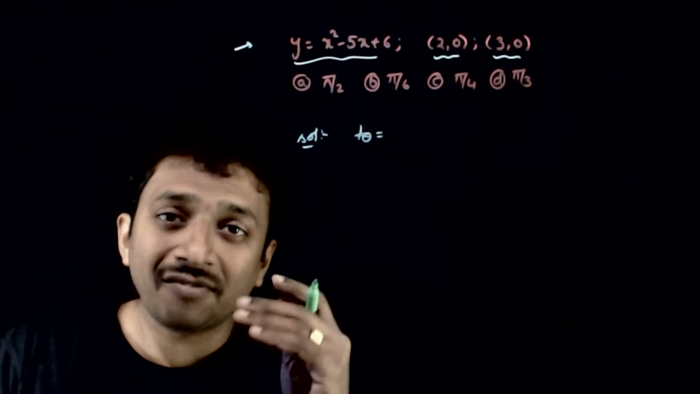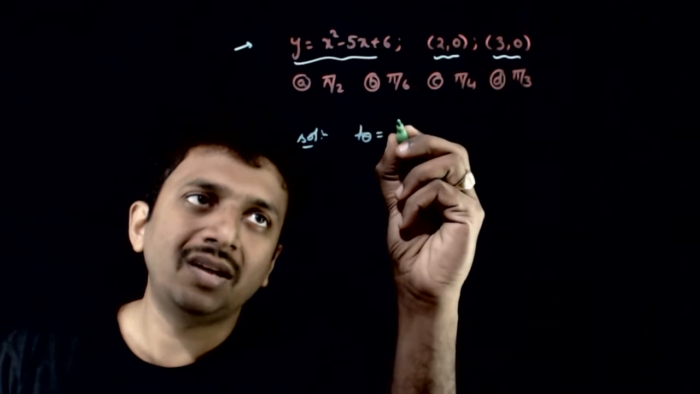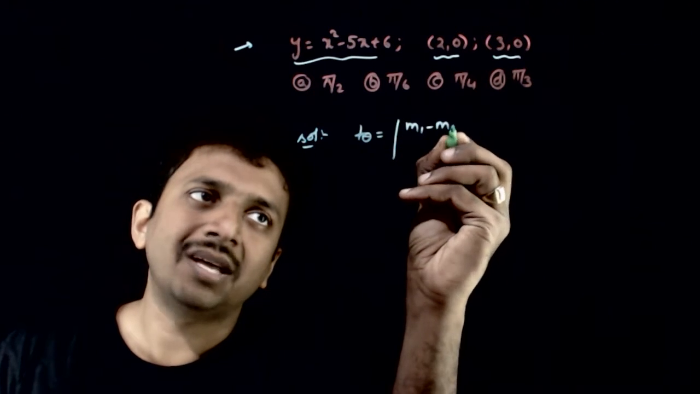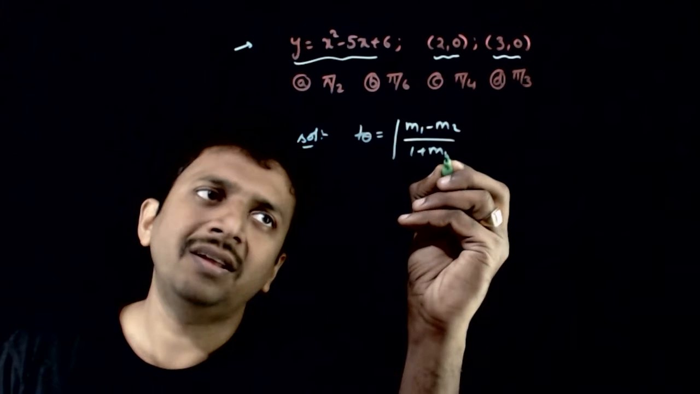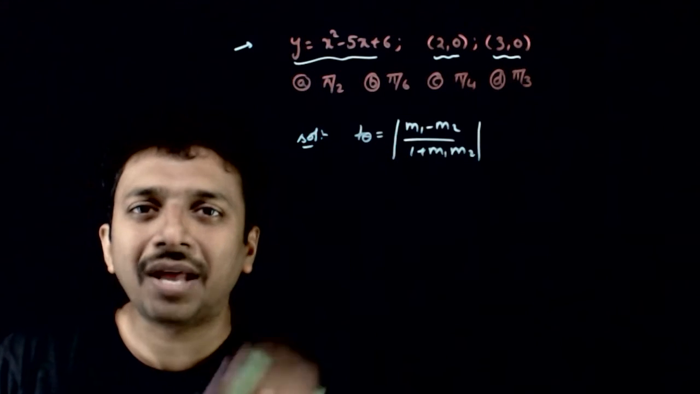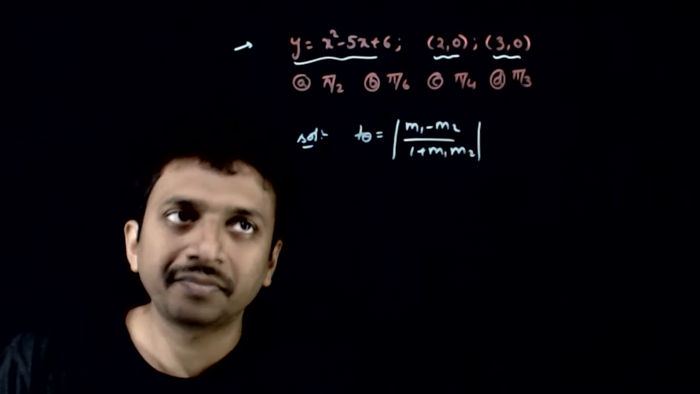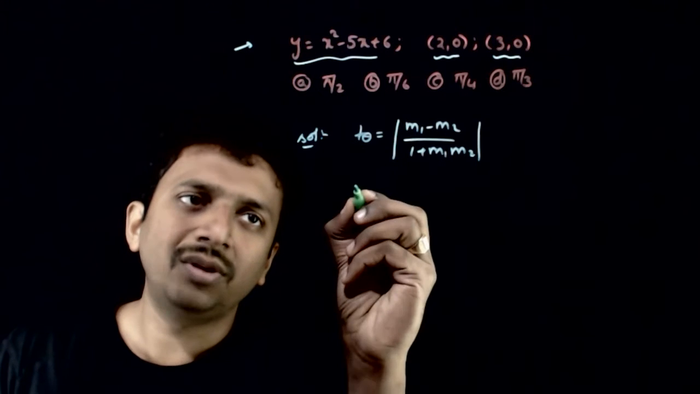if m1 and m2 are slopes of two lines, tan theta is equal to mod of (m1 minus m2) by (1 plus m1 m2). This is the formula for the acute angle between two lines. Now let us try to do the differentiation.